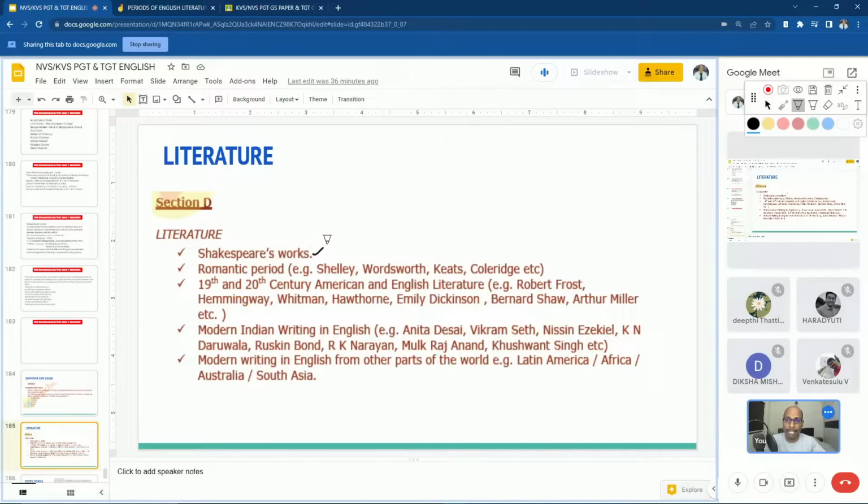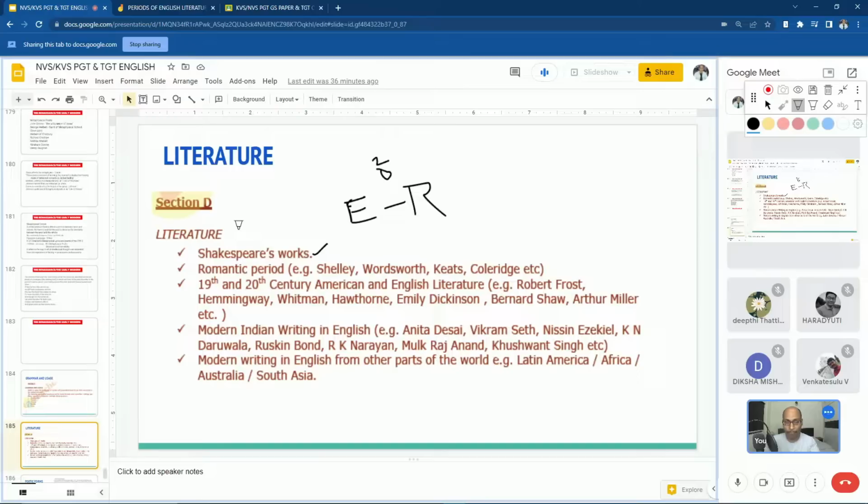We have completed Shakespearean works so far, and next we have to jump from Shakespeare's works, that means the Elizabethan period, to the Romantic period. But in between the Elizabethan and Romantic periods, there are other periods too. If we directly move from the Elizabethan period to the Romantic period, there will be a gap in our understanding of English literature, about what actually happened after the Elizabethan period and before the Romantic period.